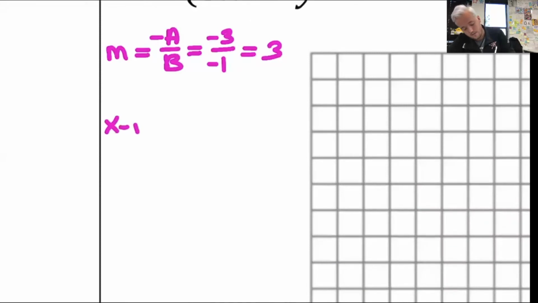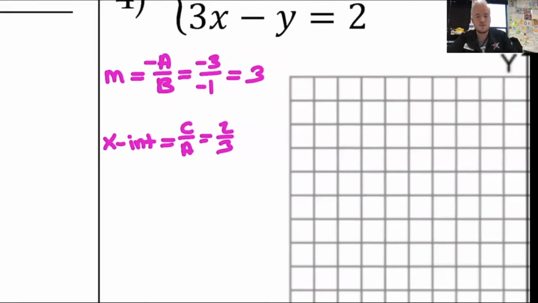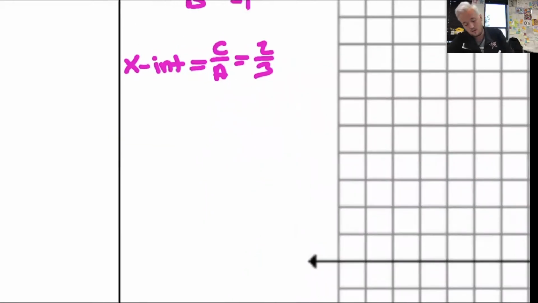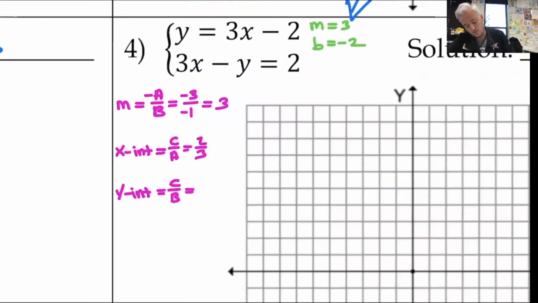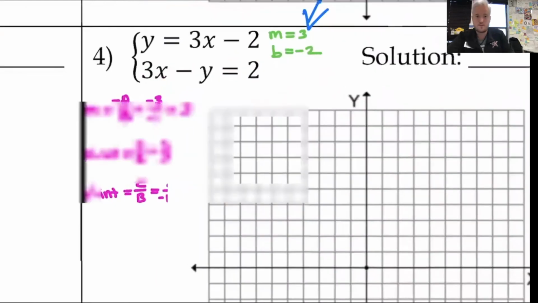Now for my x-intercept, which is c over a. So I'm going to have 2 over 3, which is not really graphable. So you really only want to look for whole numbers for graphing. If you get a fraction of any sort, you can't necessarily graph that by hand very precisely. So now for the y-intercept, c over b, so 2 over -1, which simplifies to -2.